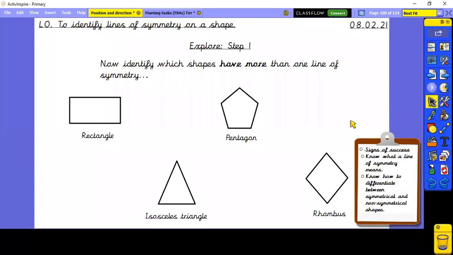Okay, so now that we've established these shapes are symmetrical, I now want you to identify which of these shapes have more than one line of symmetry. So you could draw them in your books and draw the lines of symmetry, or you could look at the screen and imagine where they would go. So pause the video and now identify which of these shapes have more than one line of symmetry.